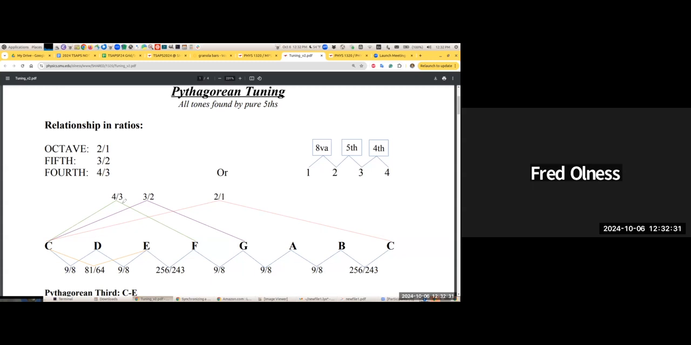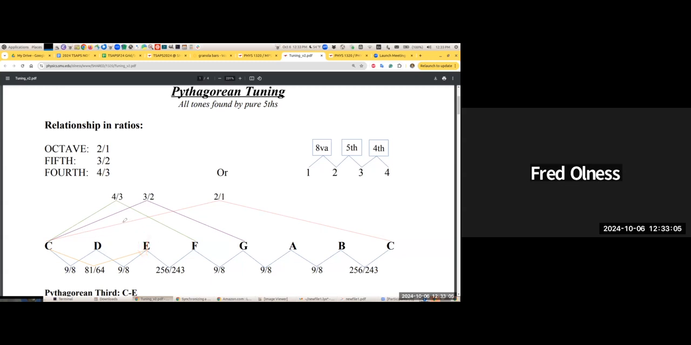And you can see if you invert this 4-to-3, you get a 3-to-2. And if you put together a fourth and a fifth, 4-to-3 times 3-to-2, the threes cancel. That gives you 4-to-2, which reduces to 2-to-1. That's the octave. So this has a perfect fifth, and what we want to do is use that to figure out what our third will be.